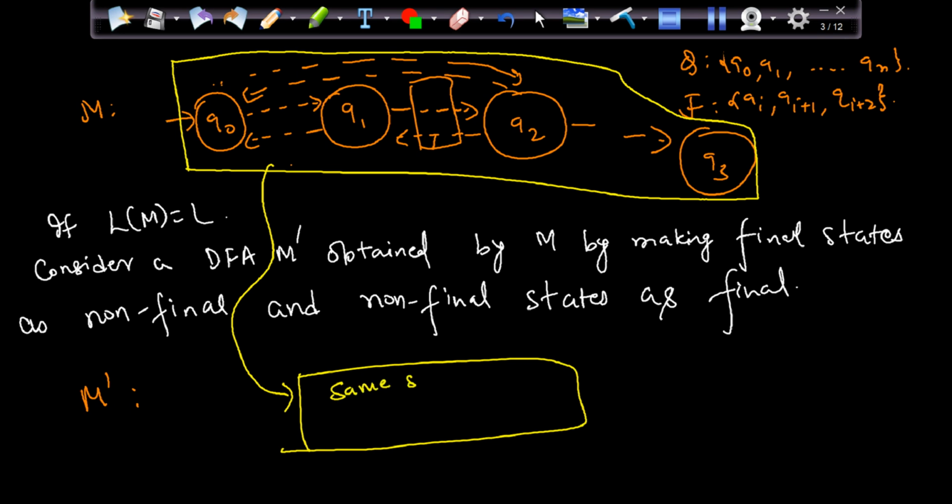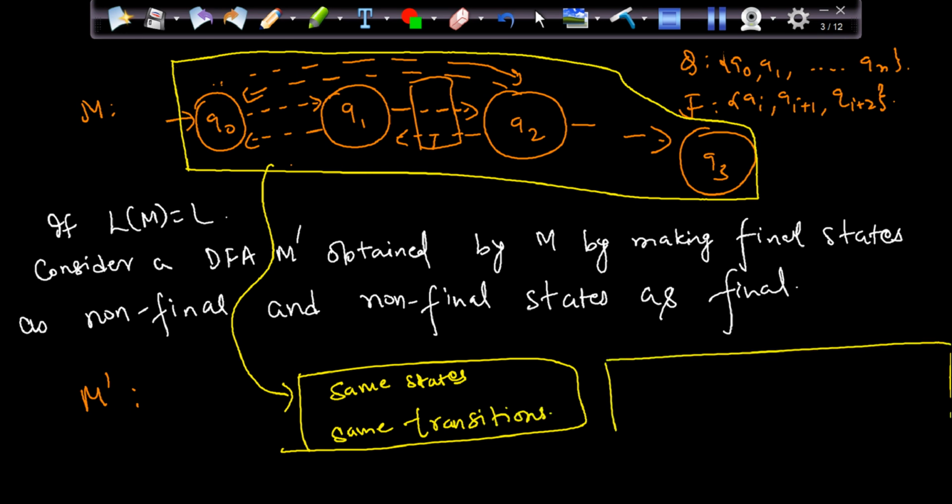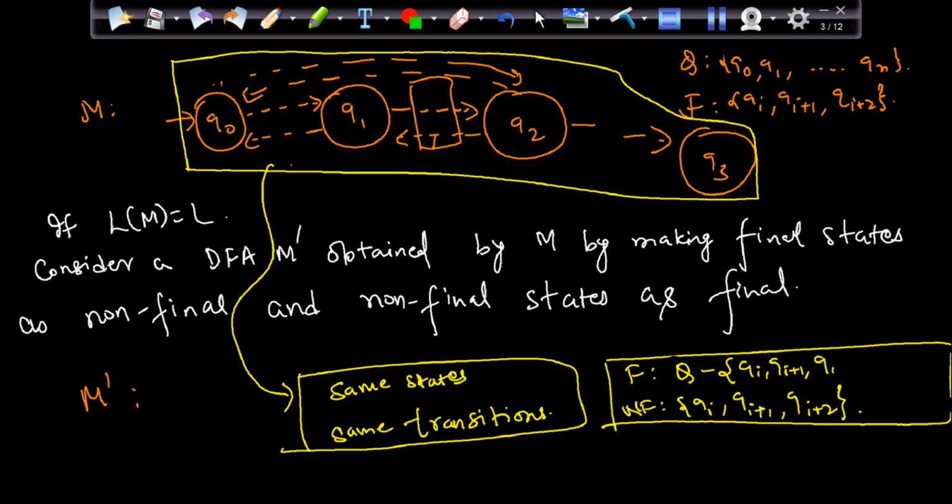Same states, same transitions. But your non-final states are Qi, Qi plus 1 and Qi plus 2, and your final states are Q minus Qi, Qi plus 1, Qi plus 2.